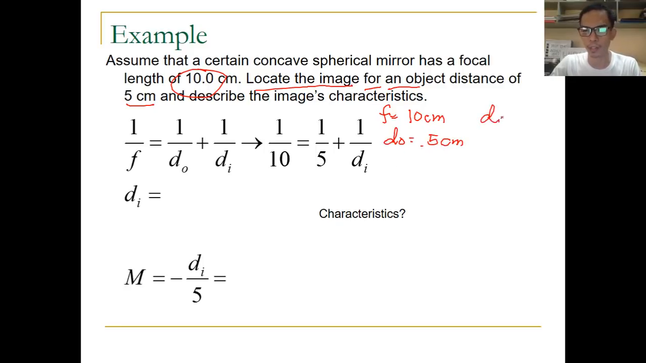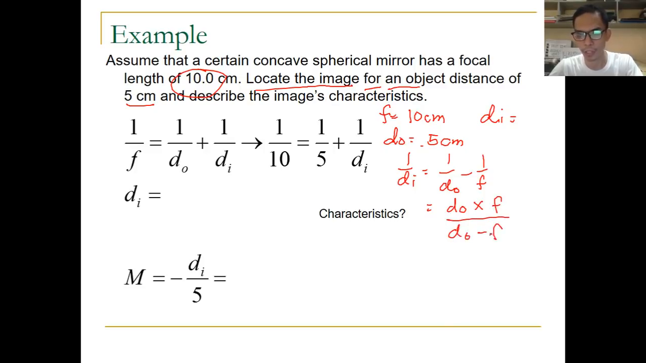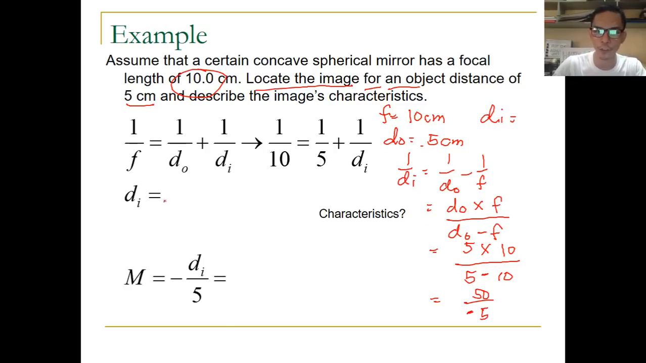All right, so what is missing here? We are missing the distance of the image. So what is the distance of the image? 1 over d sub i is equal to 1 over d sub o minus 1 over f. So we have d sub o times f divided by d sub o minus f. So d sub o will be 5 times 10 over 5 minus 10. We have 5 times 10 is 50, then 5 minus 10 is negative 5. So 50 divided by negative 5 becomes negative 10. Therefore, the distance of the image is negative 10 cm.